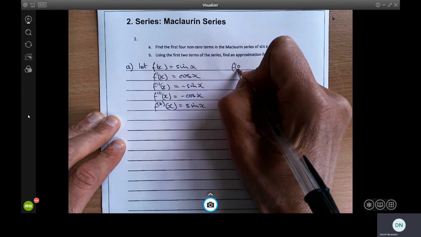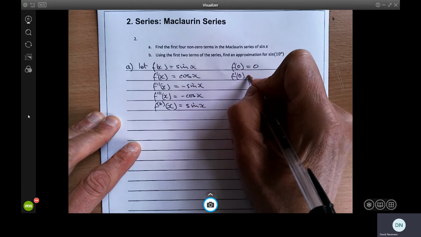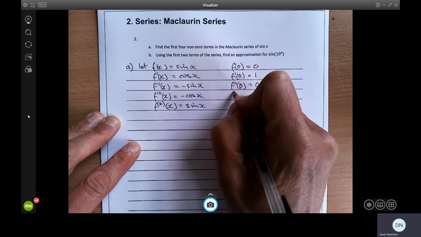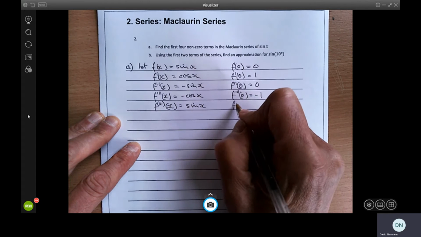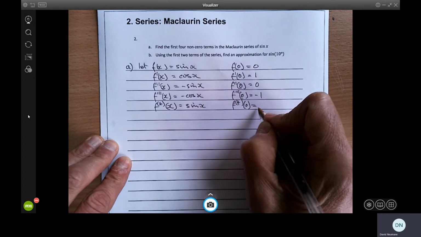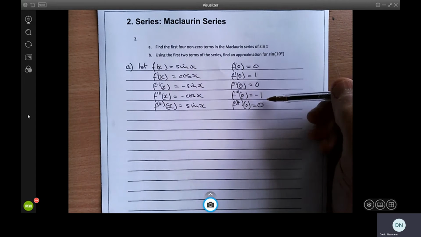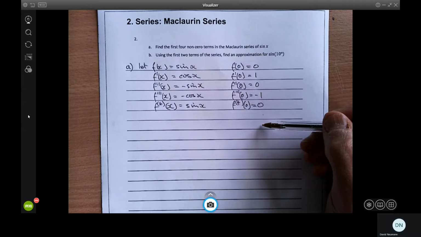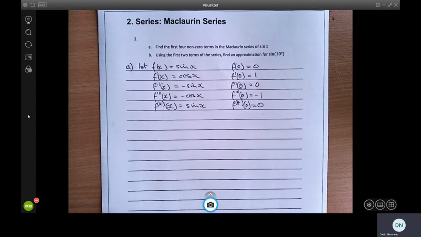So f(0), we know that sine of 0 is 0. f'(0) is 1. f''(0) is 0 again. f'''(0) is minus 1. And the fourth derivative of f at 0 is 0. I think you can probably see that these are going to be alternating again. So we're going to get another 1, 0, minus 1, 0, 1, 0, minus 1, 0, and so forth.